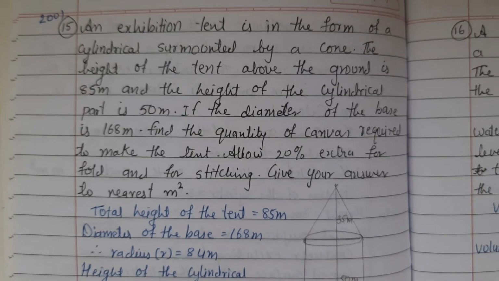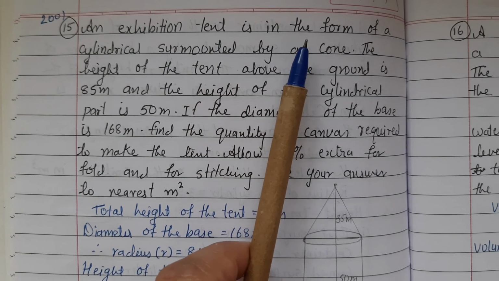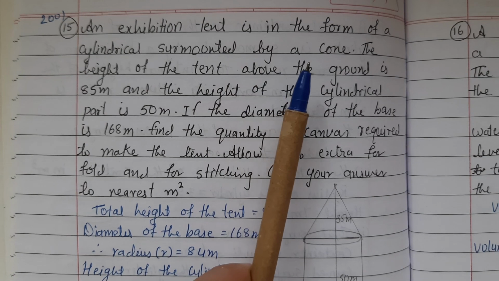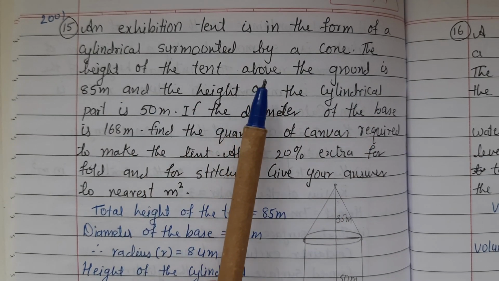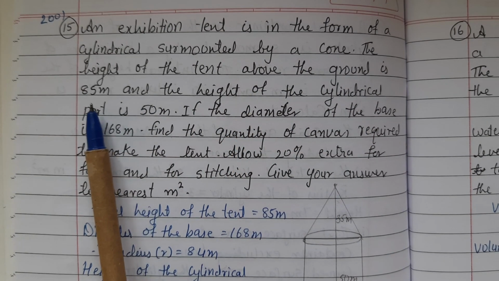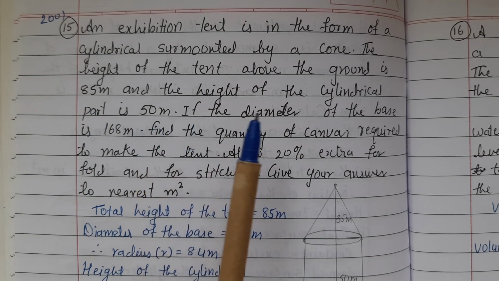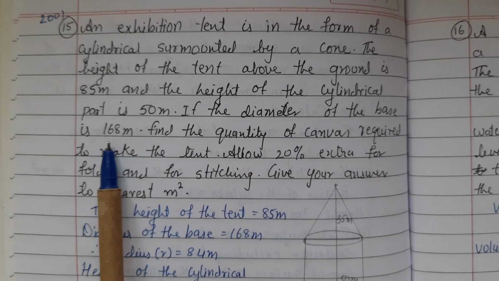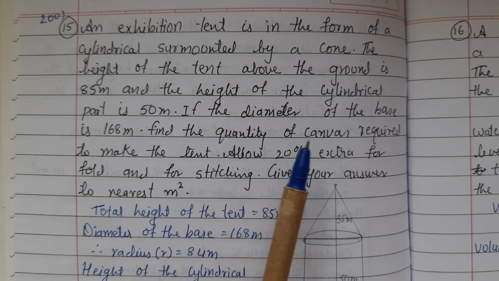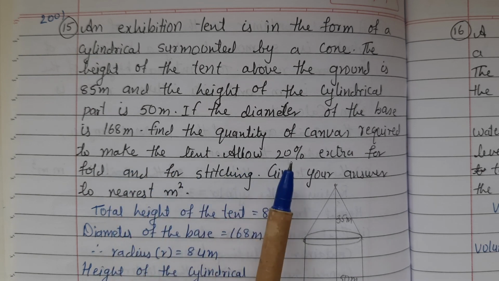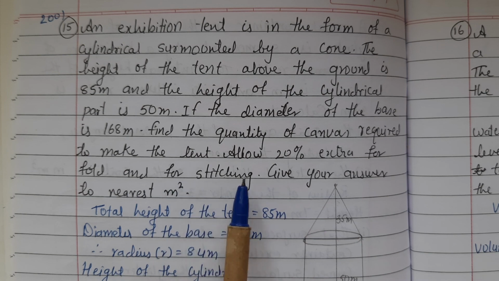Sum number 15. An exhibition tent is in the form of a cylinder surmounted by a cone. The height of the tent above the ground is 85 meter and height of the cylindrical part is 50 meter. If the diameter of the base is 168 meter, find the quantity of canvas required to make the tent. Allow 20% extra for fold and for stitching. Give your answer to nearest meter square.